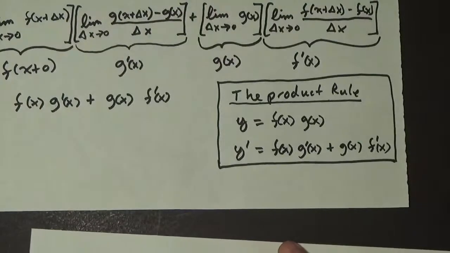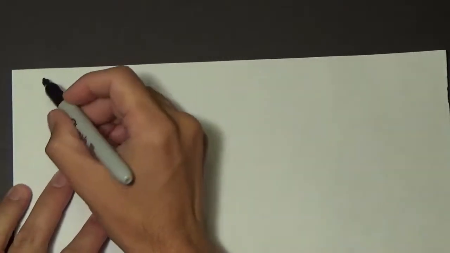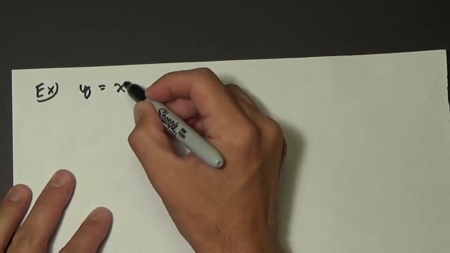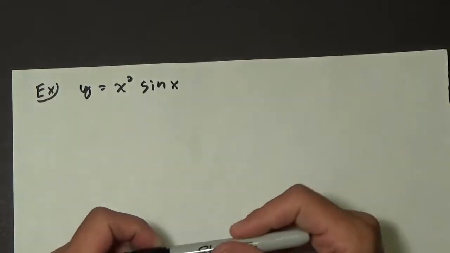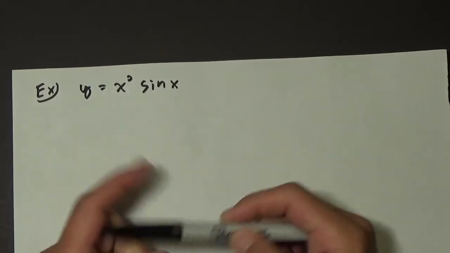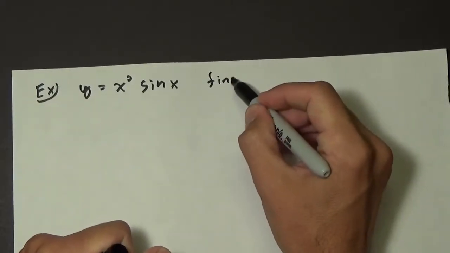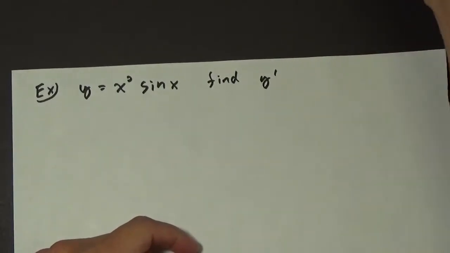Okay, so let's see how this new product rule works. Now, I'm gonna skip this. Let's go back to our original equation. y equals x squared times the sine of x. And so we have a product and we want to find y prime. And so we're going to have to use this rule.